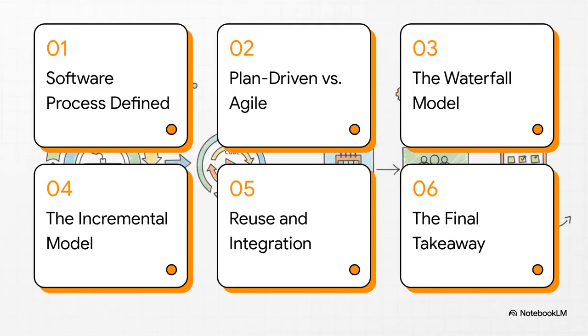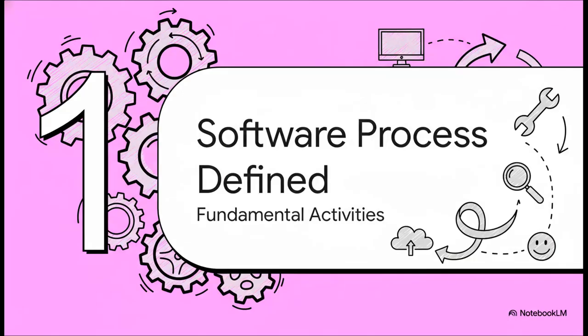Okay, so here's our game plan for today. We're going to start with the absolute fundamentals, the stuff that's common to all software creation. Then we'll dig into the two big philosophies, planning everything out at the start versus being flexible and agile. We'll see how those ideas play out in three classic models: Waterfall, Incremental, and Reuse. And you're going to want to stick around, because the final takeaway might not be what you think. All right, let's dive right in with the basics.